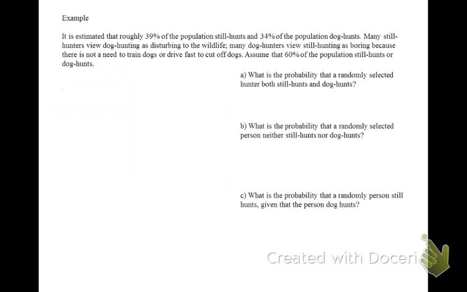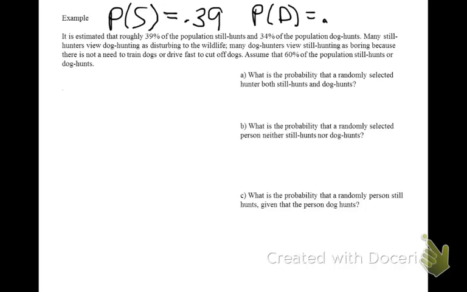It is estimated that roughly 39% of the population still hunts and 34% of the population dog hunts. Let's assign some notation. So we have the probability of still hunting is 0.39 and the probability of dog hunting is 0.34. Many still hunters view dog hunting as disturbing to the wildlife. Many dog hunters view still hunting as boring because there's not a need to train dogs or drive fast to cut off dogs. Assume 60% of the population still hunts or dog hunts.